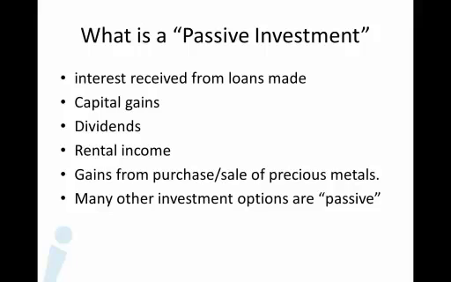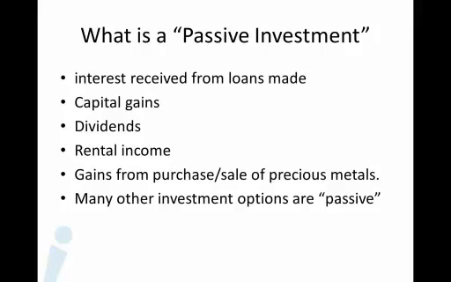Capital gains, same thing. I buy Microsoft stock today, sell it 2 years later, and get a $5 per share capital gain. That also is passive investment income. Same thing with dividend income. If Microsoft pays dividends during the several years that I own the stock, that is going to be passive investment income as well.